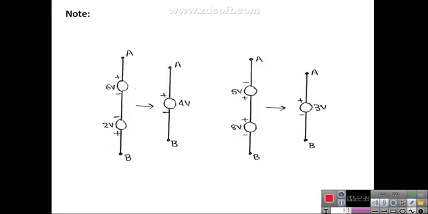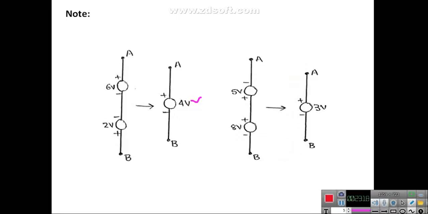Now similarly, you have two sources. One has positive, and the other negative polarity, this 6 volt source. Here negative is connected to negative. That means similar polarities are connected together. Then these two sources should be subtracted, the lower one from the higher one. The polarity of the resultant voltage source will be the polarity of the higher voltage. So 6 minus 2 is 4. The polarity of the higher voltage is positive above and negative below. So this is your 4 volt resultant.